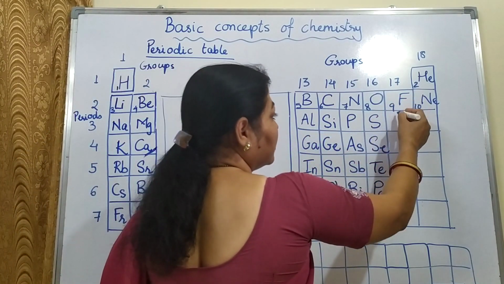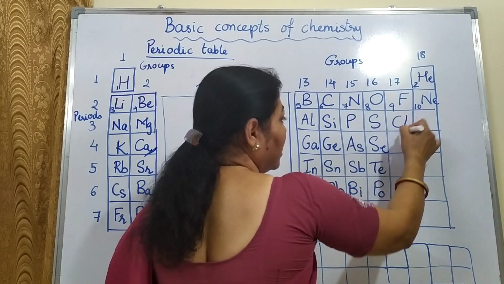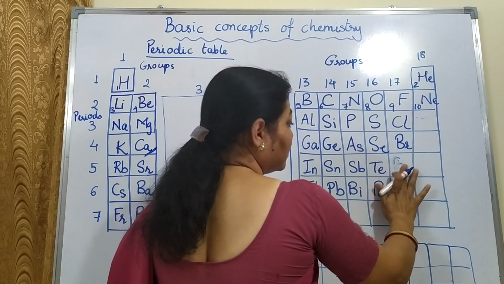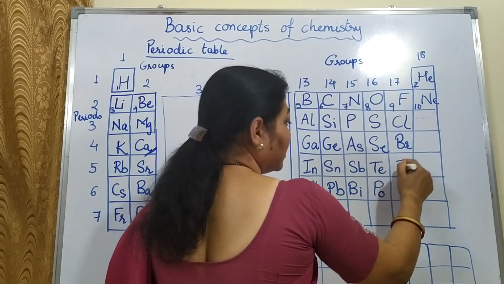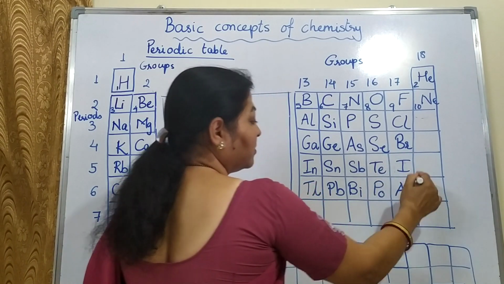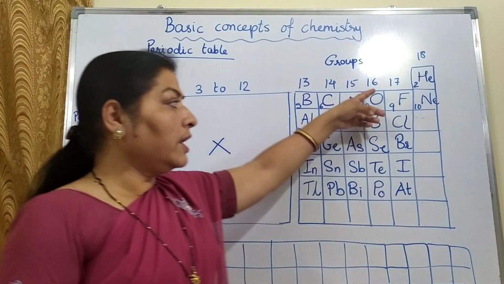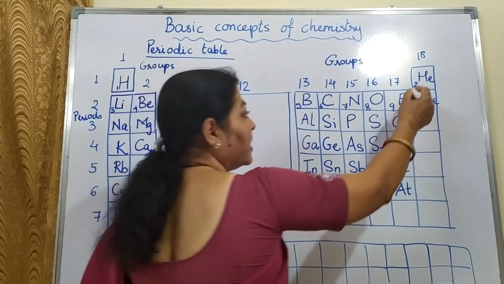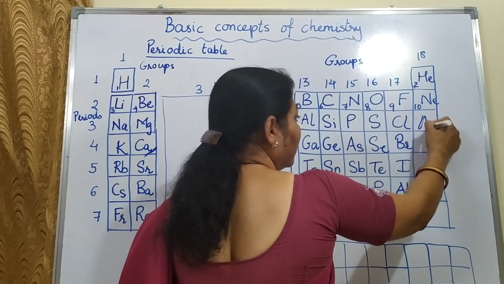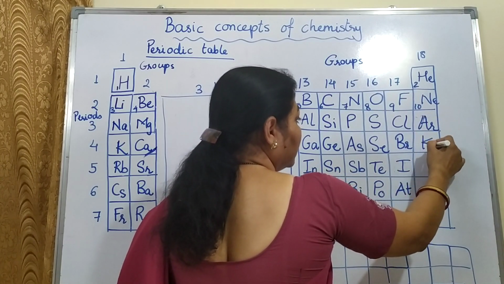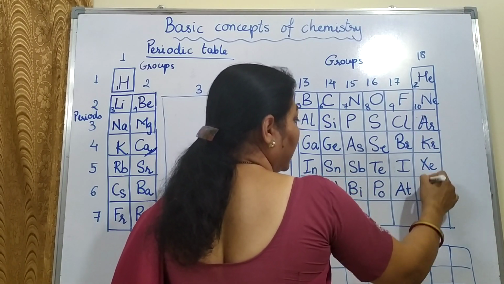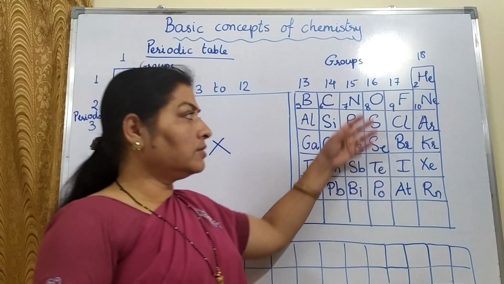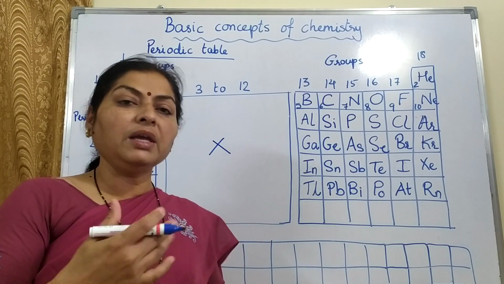Then is Fir, Kal, Bahar, Ai, and D. Fluorine, chlorine, bromine, iodine, astatine. And the last one is helium, neon, argon, krypton, xenon and radon. So the last one, the names are very rhyming.